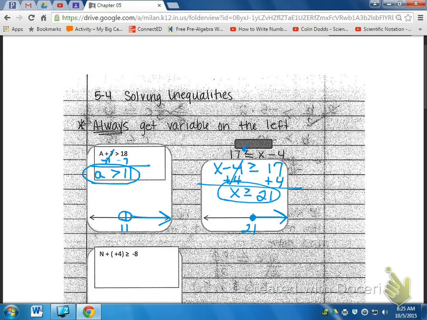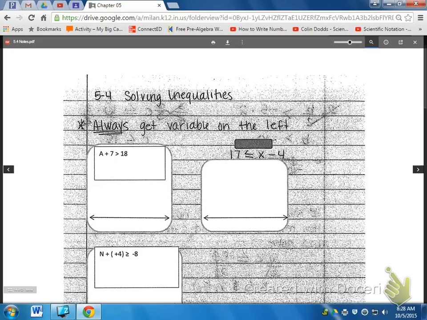Okay, questions about that? So really, we're going back to one-step equations, and they're not equations; they're inequalities. Tomorrow we'll add a little bit more to it. Anybody still writing the blue? Yeah. Okay. All right, let me scroll down here a little bit.